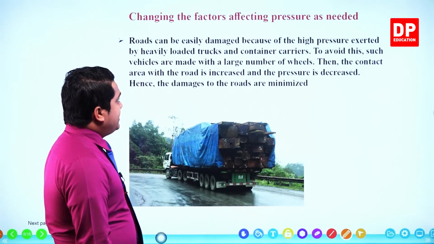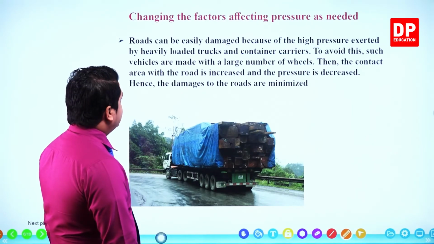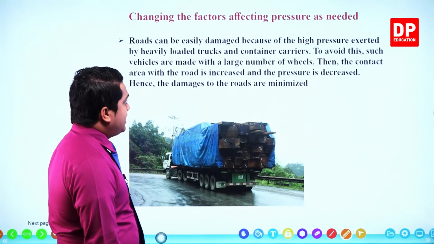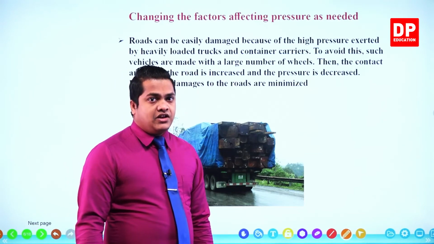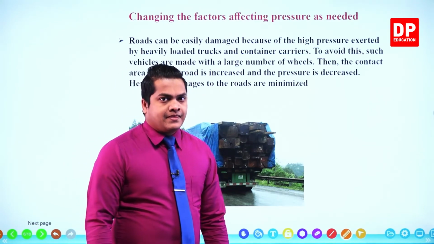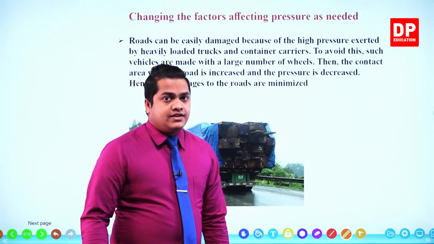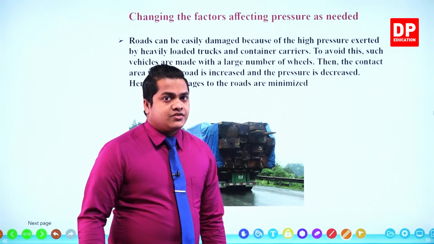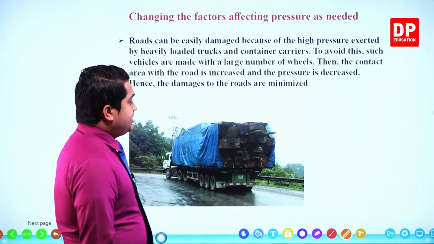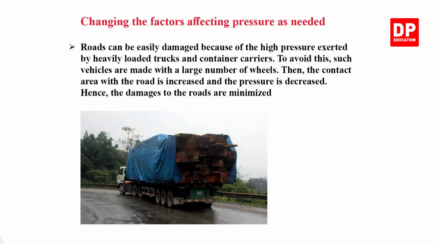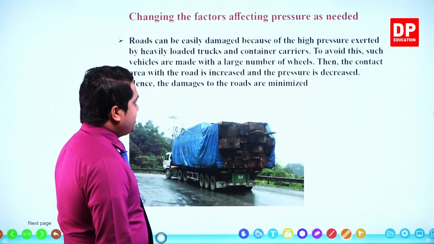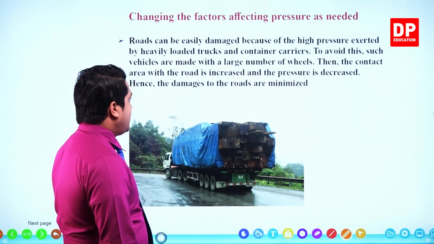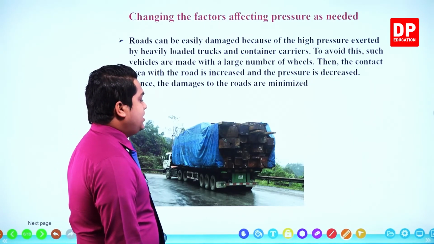Roads can be easily damaged because of the high pressure exerted by heavily loaded trucks and container carriers. Obvious, right? It's because if it is heavily loaded, the weight is very high. If it has a very high weight, then the road could be damaged. To avoid this, such vehicles are made with a large number of wheels. Then the contact area with the road is increased and the pressure is decreased. Hence, the damage to the roads is minimized.